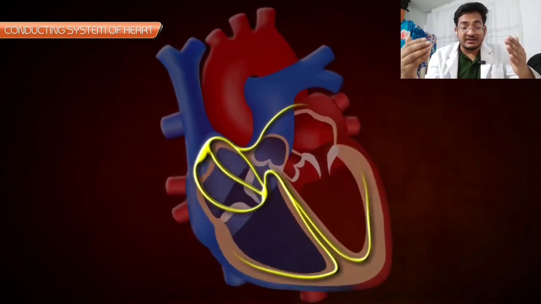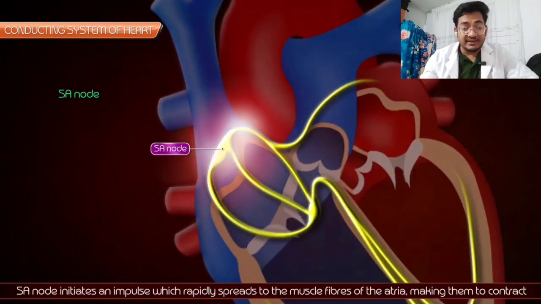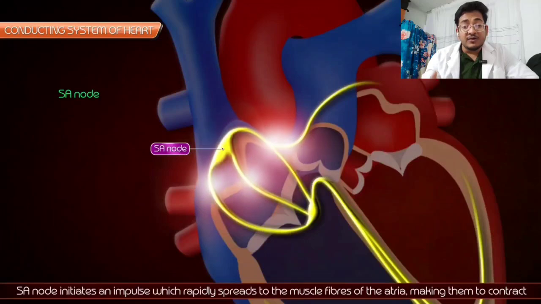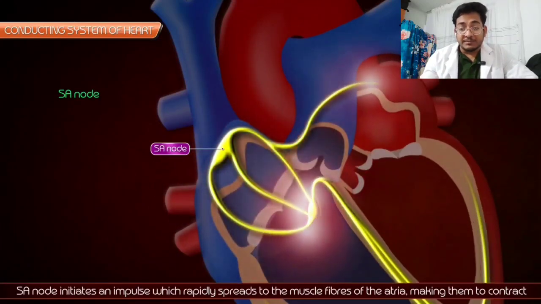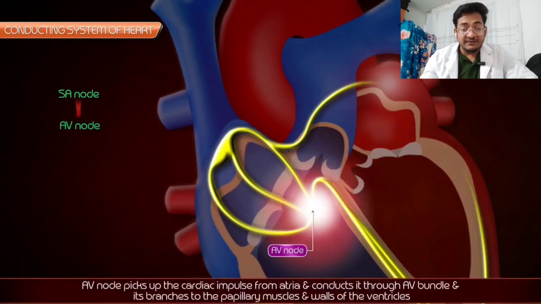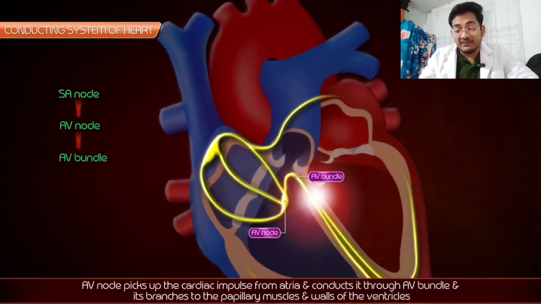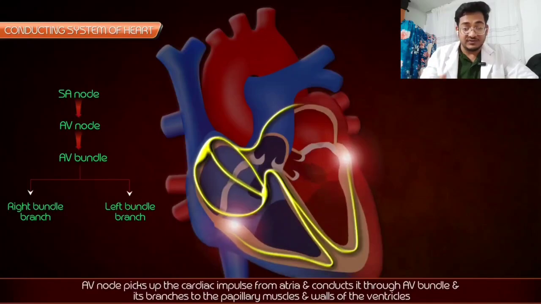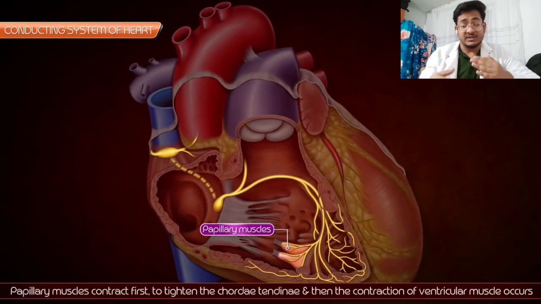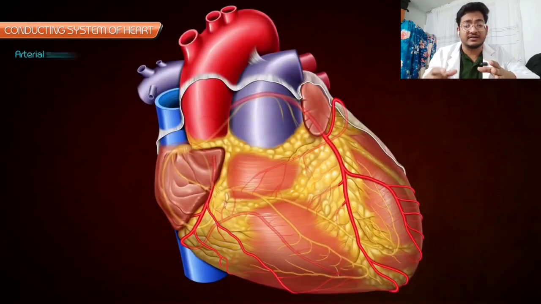The conducting system and the mode of contraction of cardiac muscle is summarized as follows. The SA node initiates an impulse which rapidly spreads to the muscle fibers of the atria, making them contract. The AV node picks up the cardiac impulse from the atria and conducts it through the AV bundle and its branches to the papillary muscles and walls of the ventricles. The papillary muscles contract first to tighten the chordae tendineae, and then the contraction of the ventricular muscles occurs.